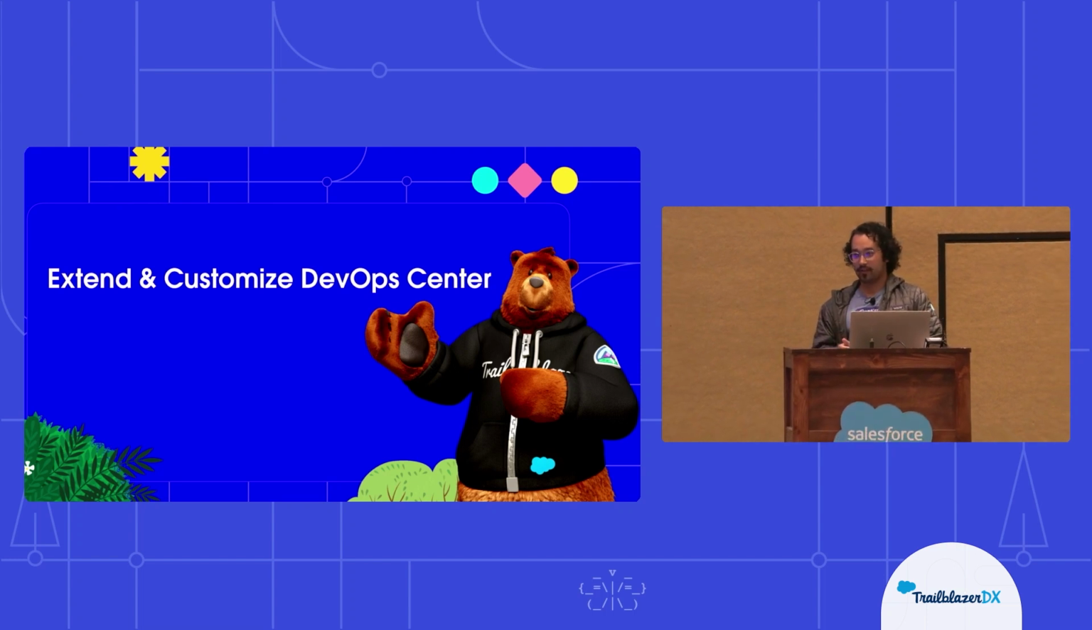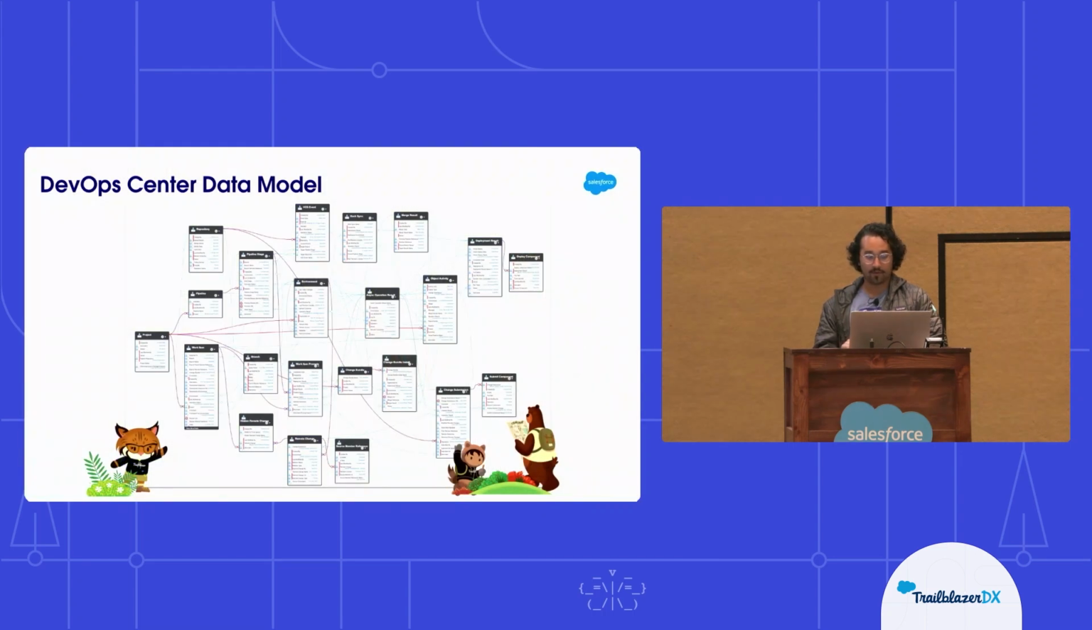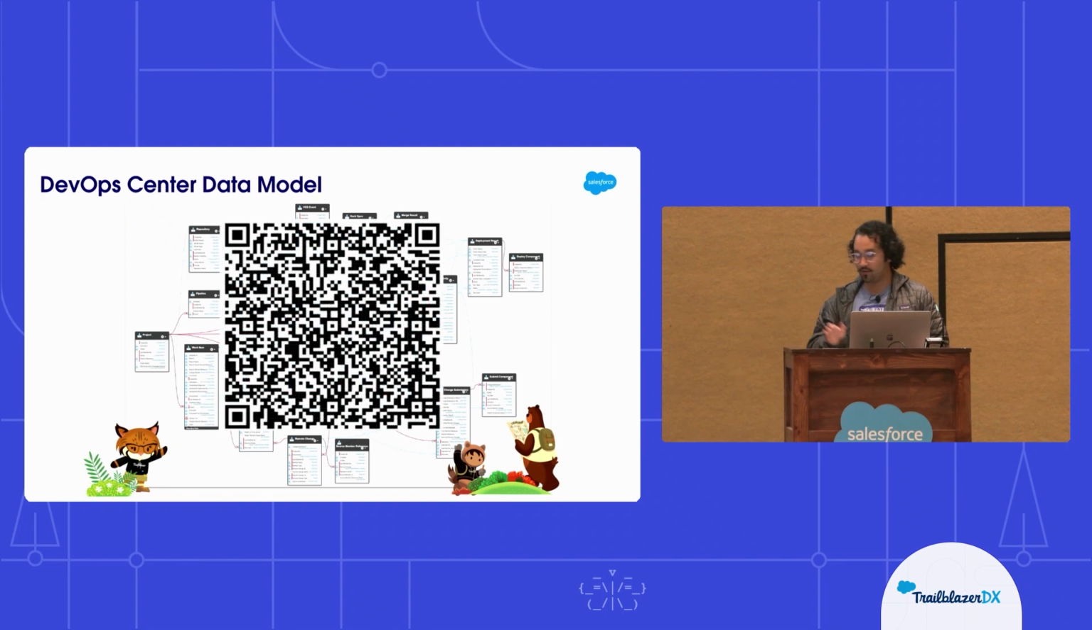The way those custom objects are all related, we've fully documented for you with our DevOps Center data model. I promise this just looks much more intimidating than it really is. This is a visual description of our data model and how it's all related to each other. So this is what we'll be extending. Here's a QR code for quick reference if you want to go to that documentation, but it is available online, a quick Google search away.